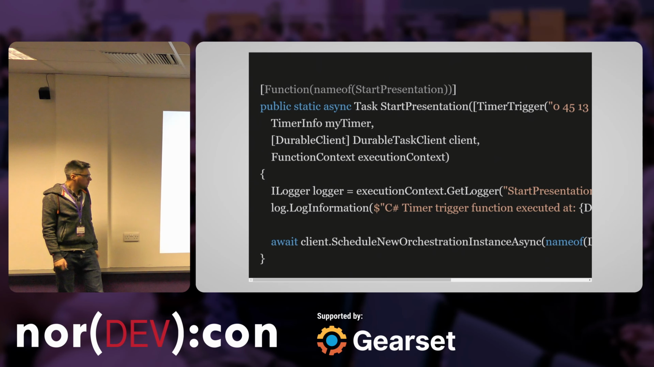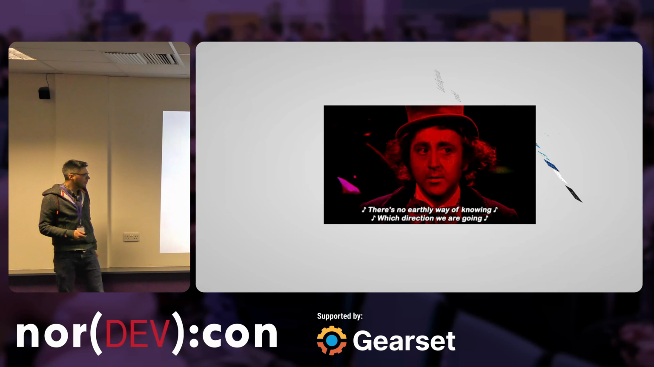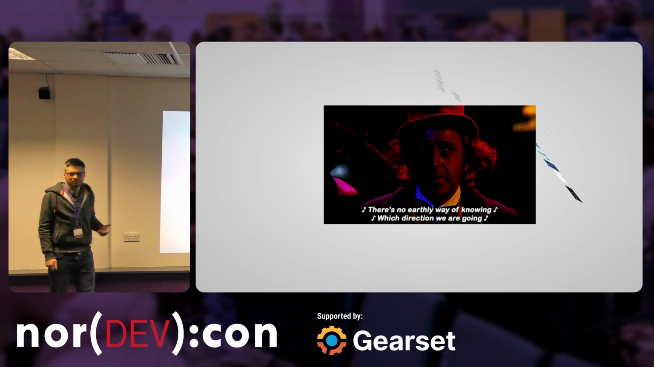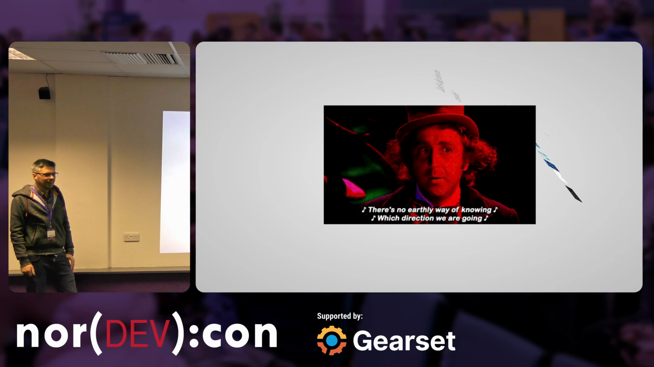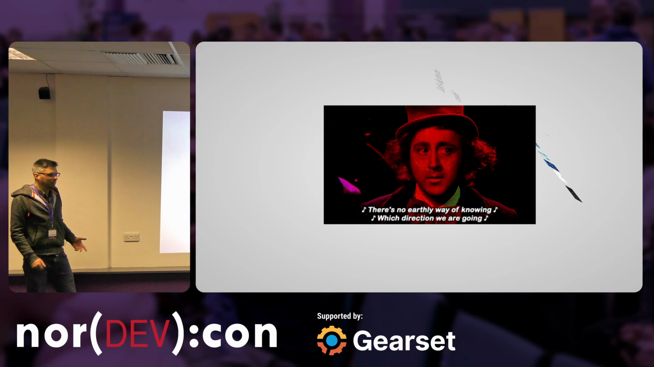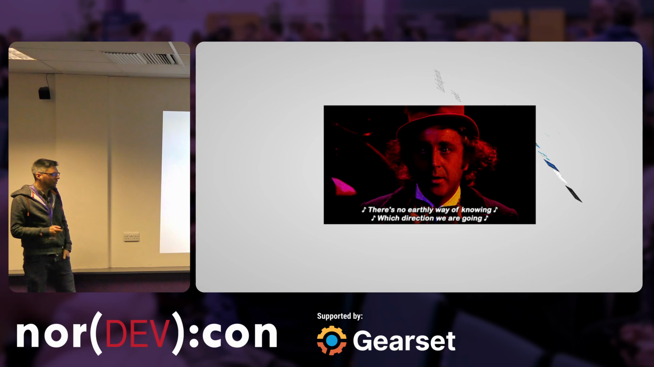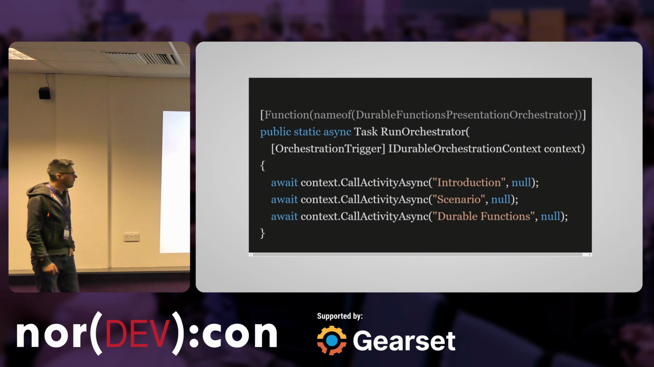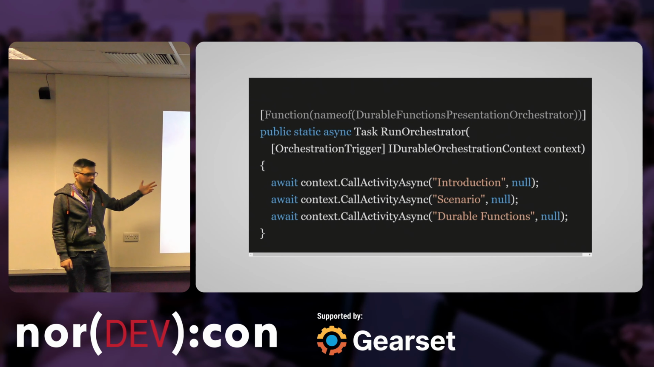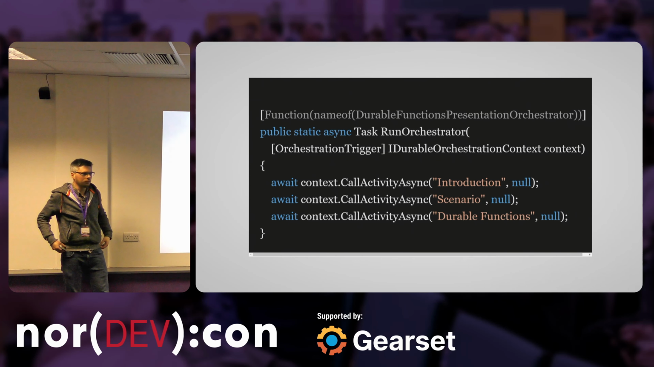So if we follow this code through, we'll be going into this presentation, which is written in Impress.js, so it's got some crazy transitions. But fortunately, with durable functions, all we need to do is look at the orchestrator, and that will tell us exactly where we're going next. So this is the orchestration function, and it's the main thing with durable functions.